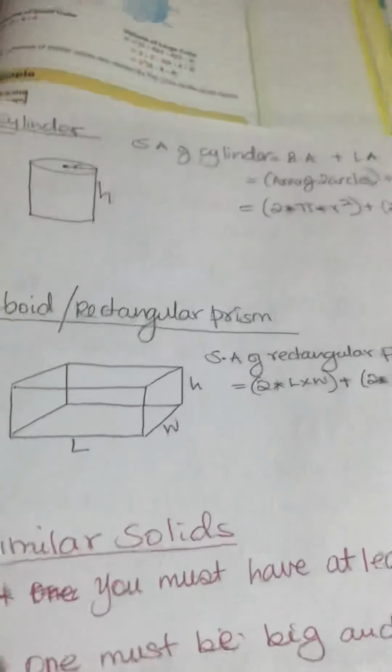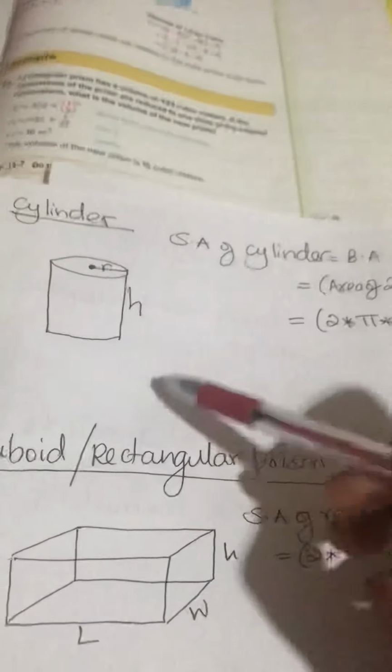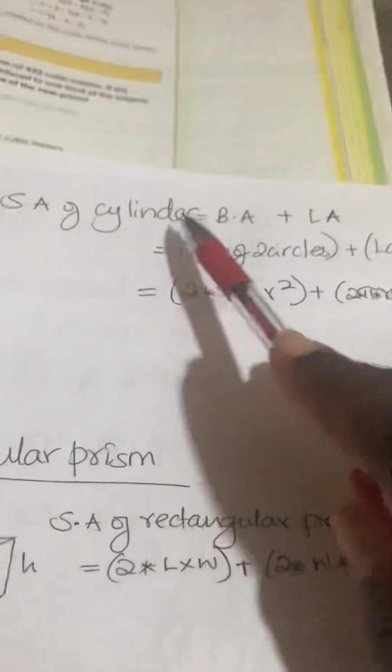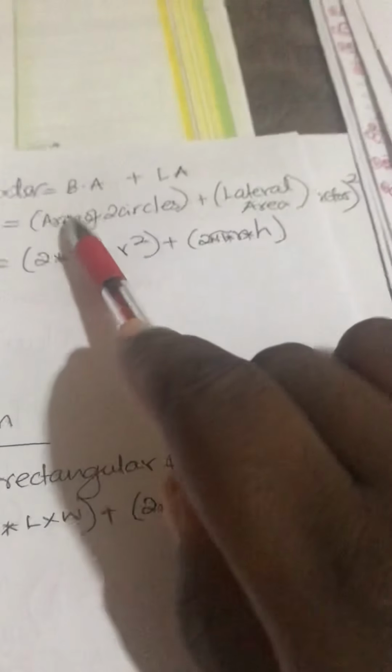Then we have a cylinder. How do we find surface area of a cylinder? Remember, you need to know the radius and you need to know the height. Okay? Now, surface area of cylinder is base area plus lateral area. How do you find the base area? You have 2 bases in a cylinder. The top circle and the bottom circle. Okay? And then you have the lateral area, the area that goes around here. Okay?